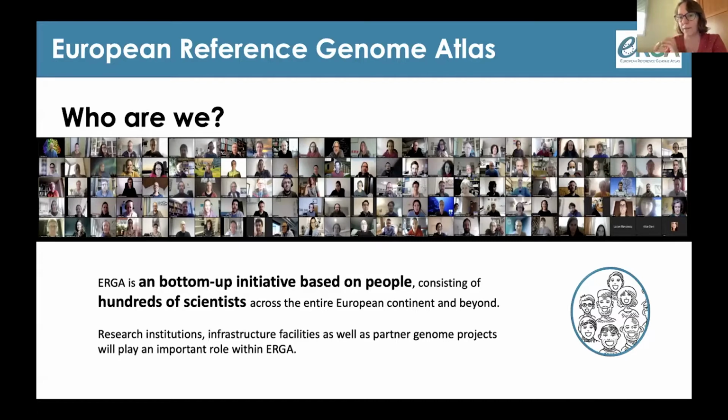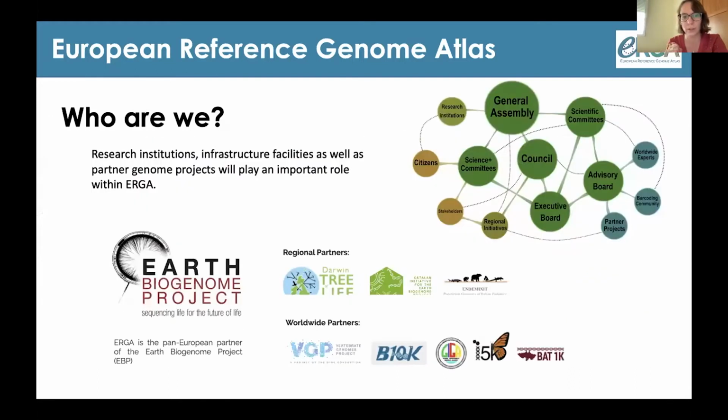So to gather all this expertise and knowledge about biodiversity genomics, but of course involving research institutions and infrastructure facilities such as CNAG, but also partner genome projects. So we build on the expertise and the capacities of the Earth BioGenome Project. And we have regional partners such as the Darwin Tree of Life, but of course the Catalan BioGenome Project that Montse will introduce in a minute, and this endemic seed, of course. And then worldwide partners such as the Vertebrate Genome Project and other large-scale projects for biodiversity genomics.